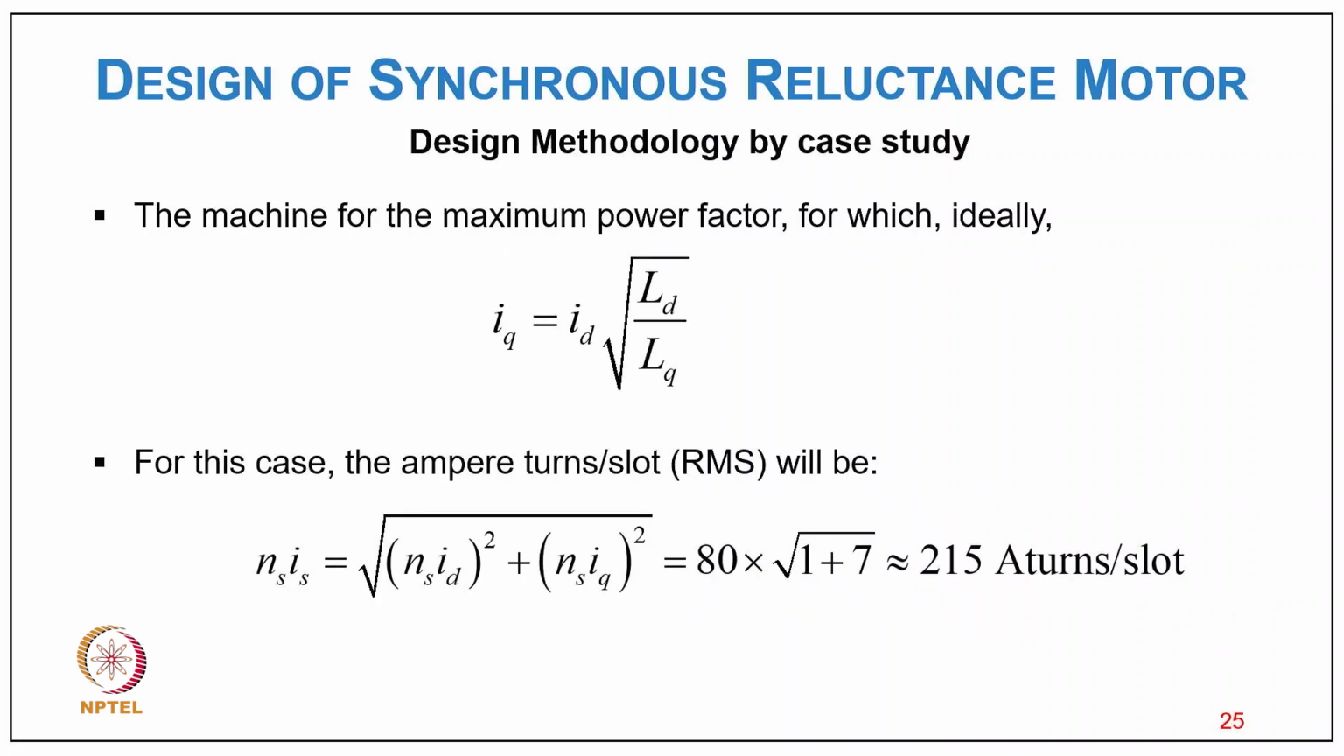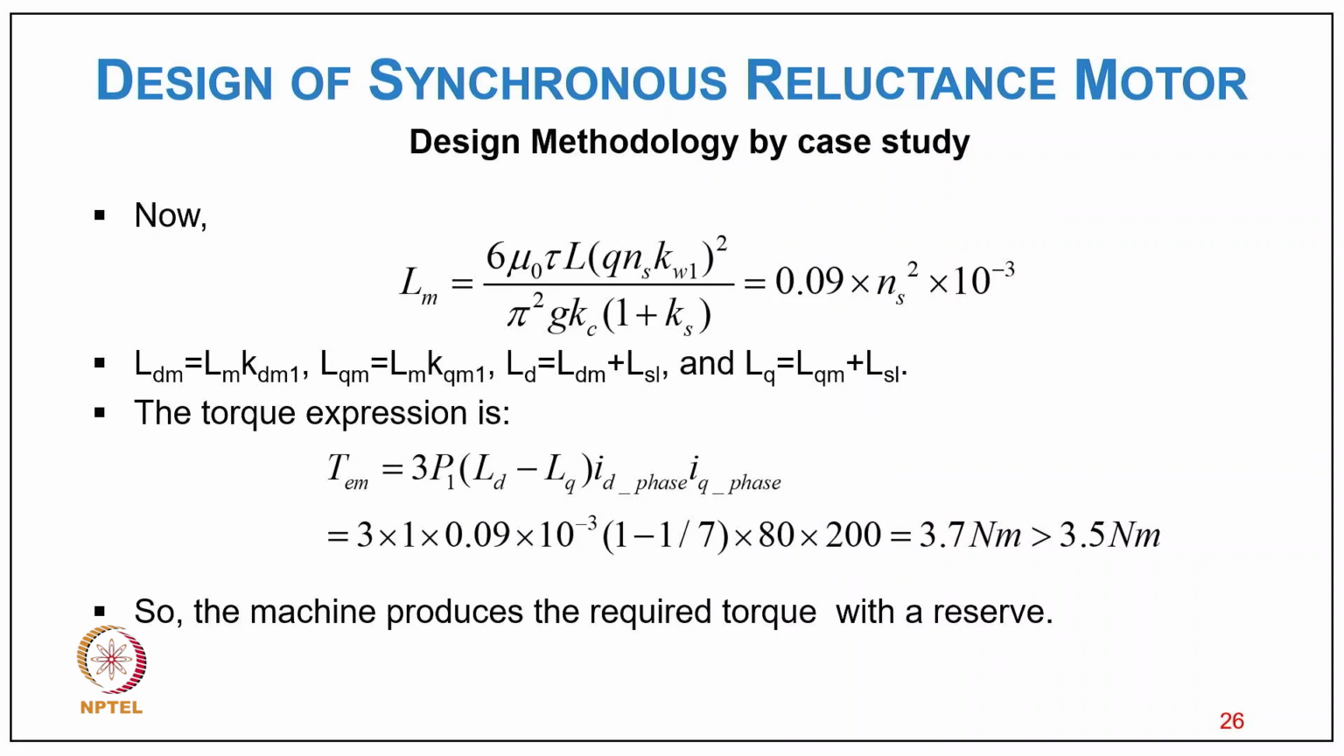And for the machine at maximum power factor, ideally IQ = ID times root of LD upon LQ. So, for this case, the ampere turns per slot RMS will be NsIs = square root of NsID square plus NsIQ square, and putting a value, it comes to 215 ampere turns per slot.